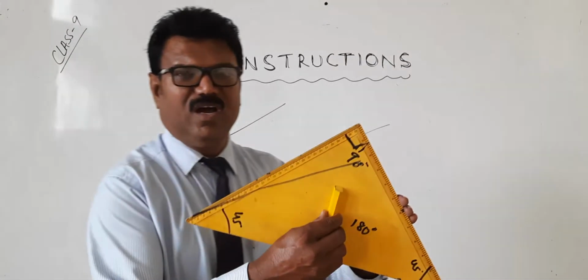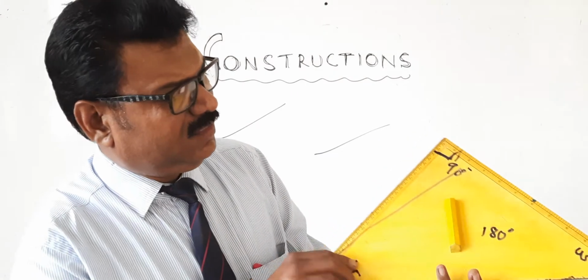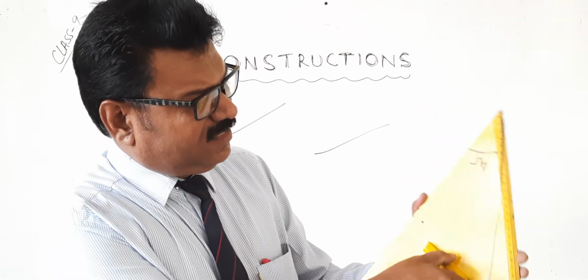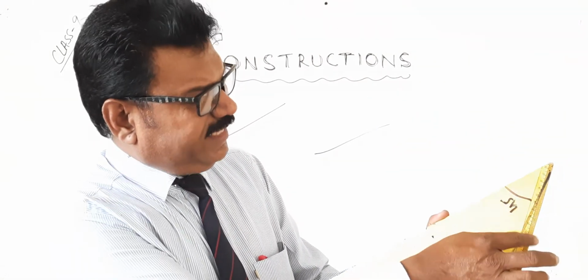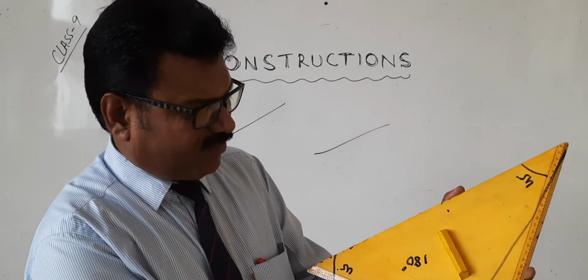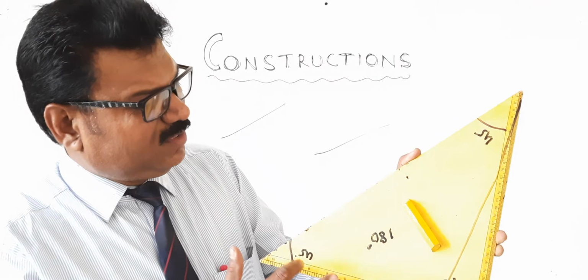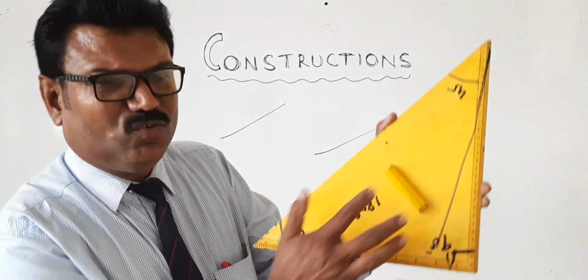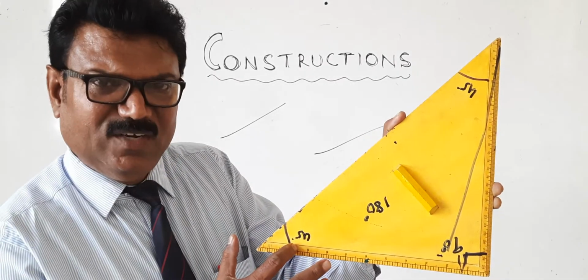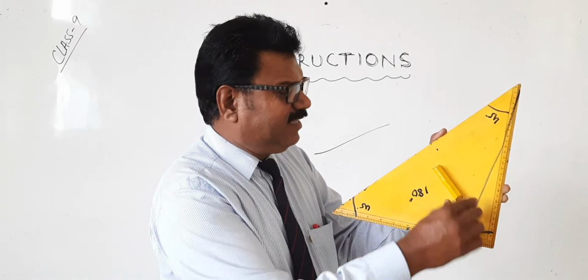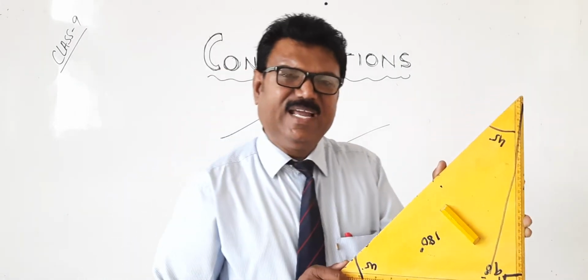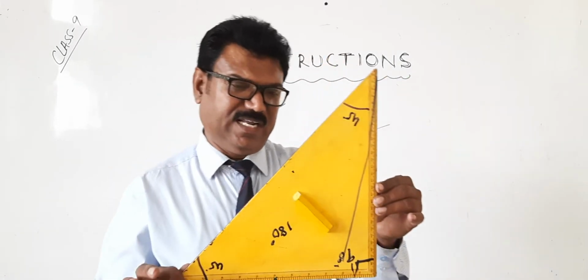Here we can draw. It is also 90 degrees, but these two sides are equal. That means what? From here to here, how much is there? Here to here, that much only. So 90 divided by 2 means this is also 45, this is also 45. Did you understand? That means what? It is a right angle, isosceles right angle triangle.